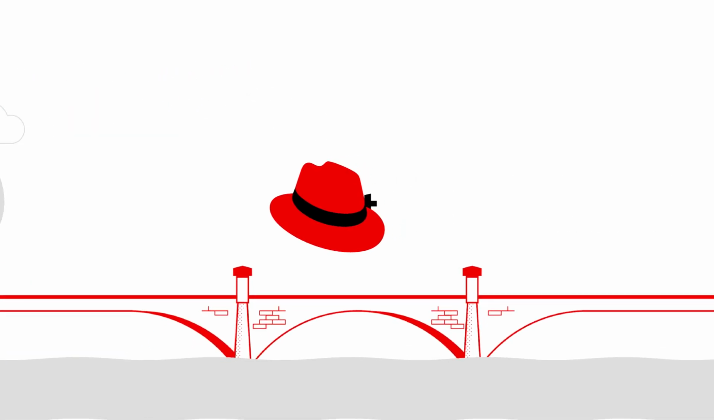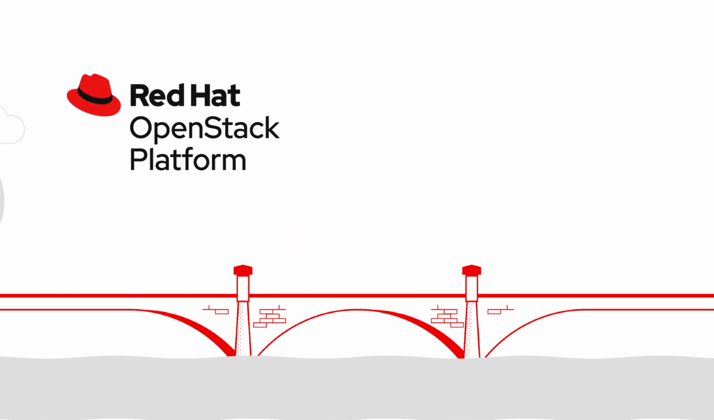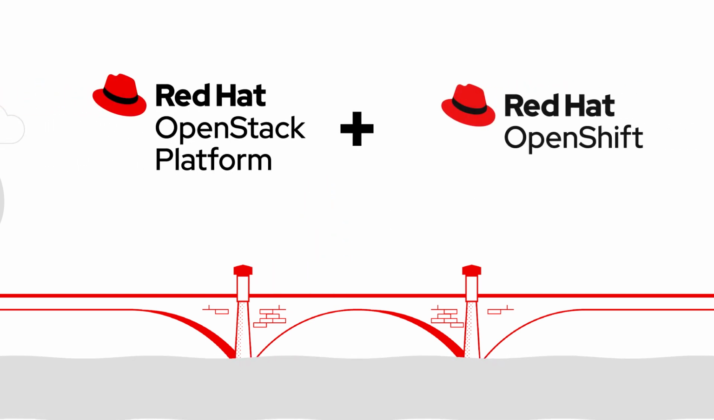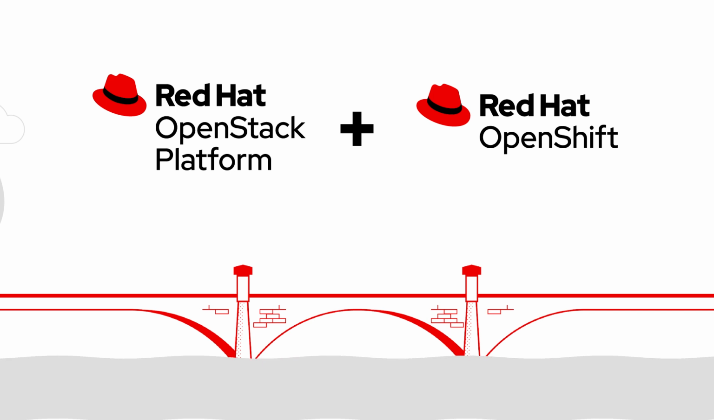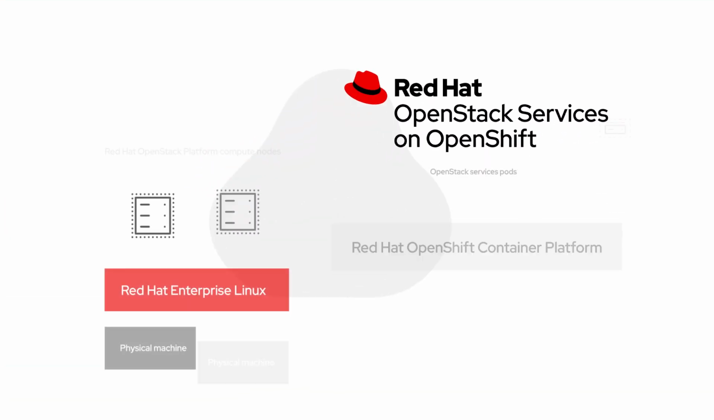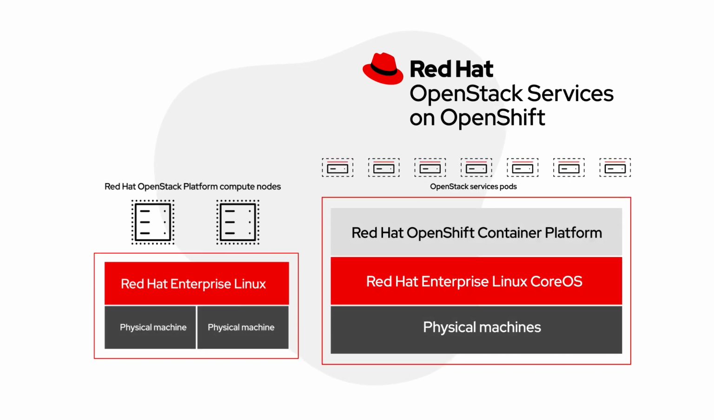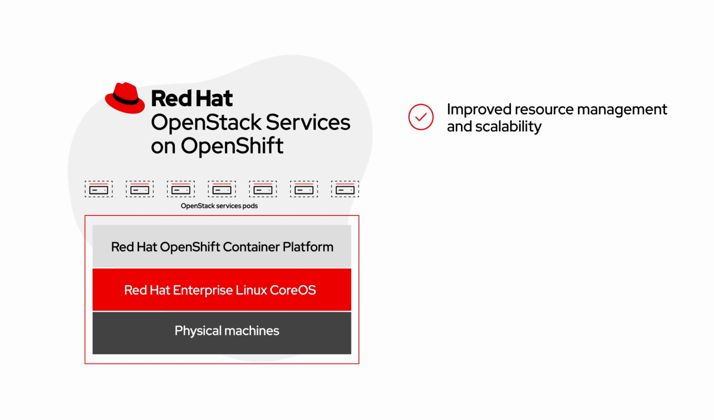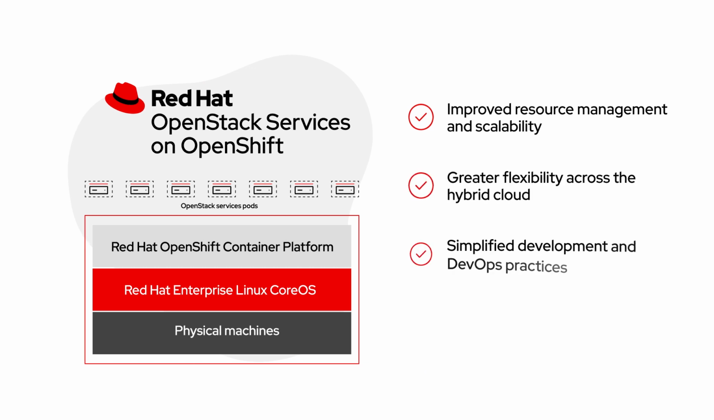Red Hat has been working to more tightly integrate Red Hat OpenStack Platform with Red Hat OpenShift to make this possible. Red Hat OpenStack Services on OpenShift provides a new architecture for OpenStack that takes advantage of the benefits of Kubernetes for improved resource management and scalability, greater flexibility across the hybrid cloud, simplified development and DevOps practices, and more.